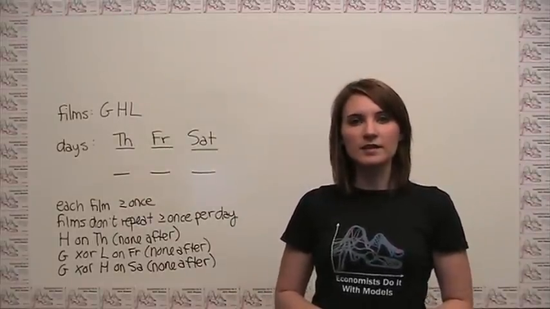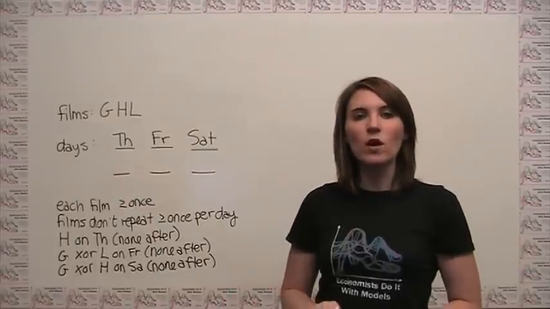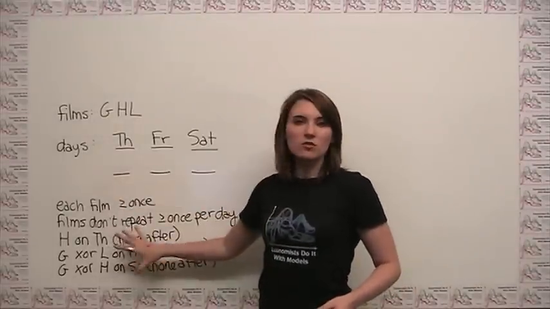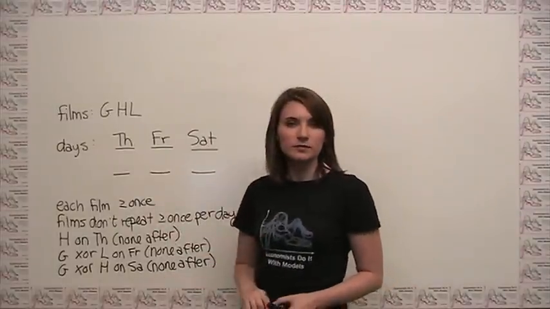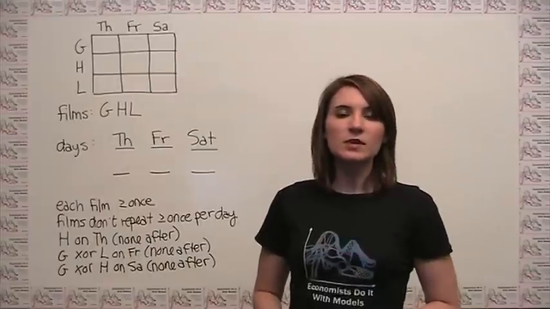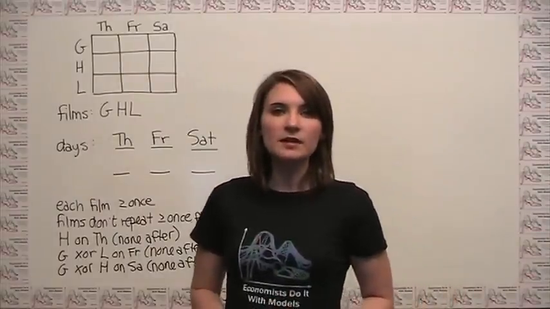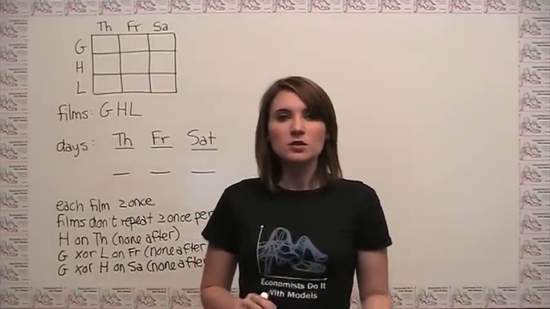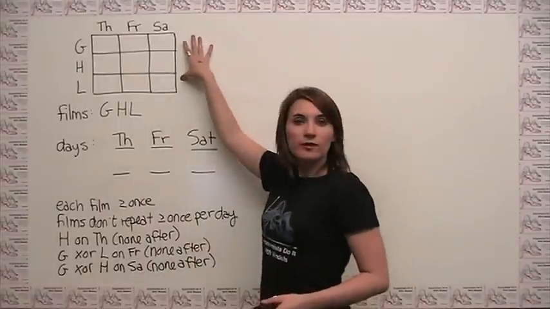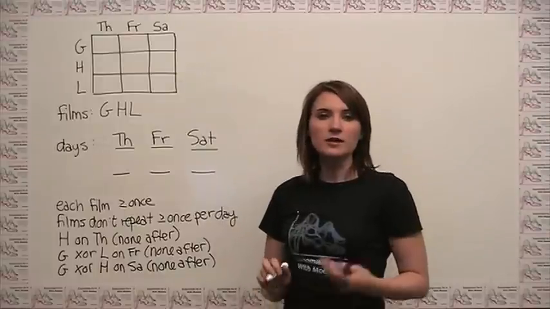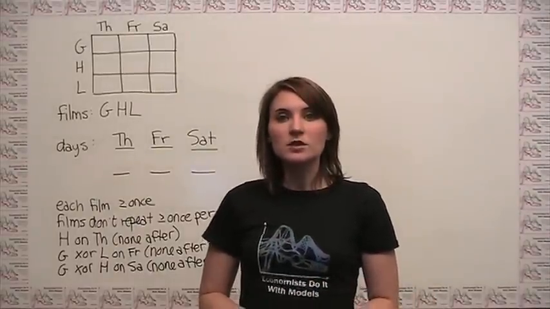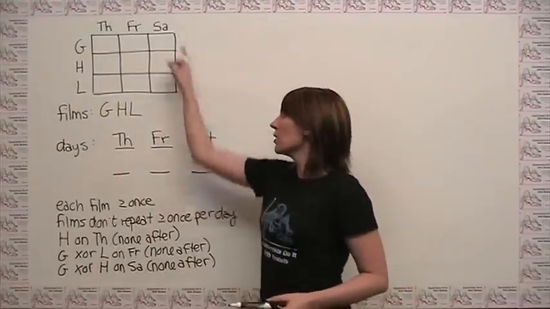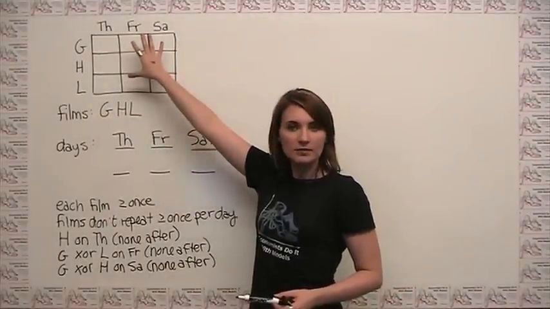The next question is, what deductions can we make, and what setup and what structure can we put on this that's going to be hopefully a little bit more helpful than just having this list of rules? This game can be considered an assignment game, because when it comes down to it, we're assigning films to days. So in that sense, we can set up a little grid here to mark down our yeses and our nos for what we know about the assignment of films to days.